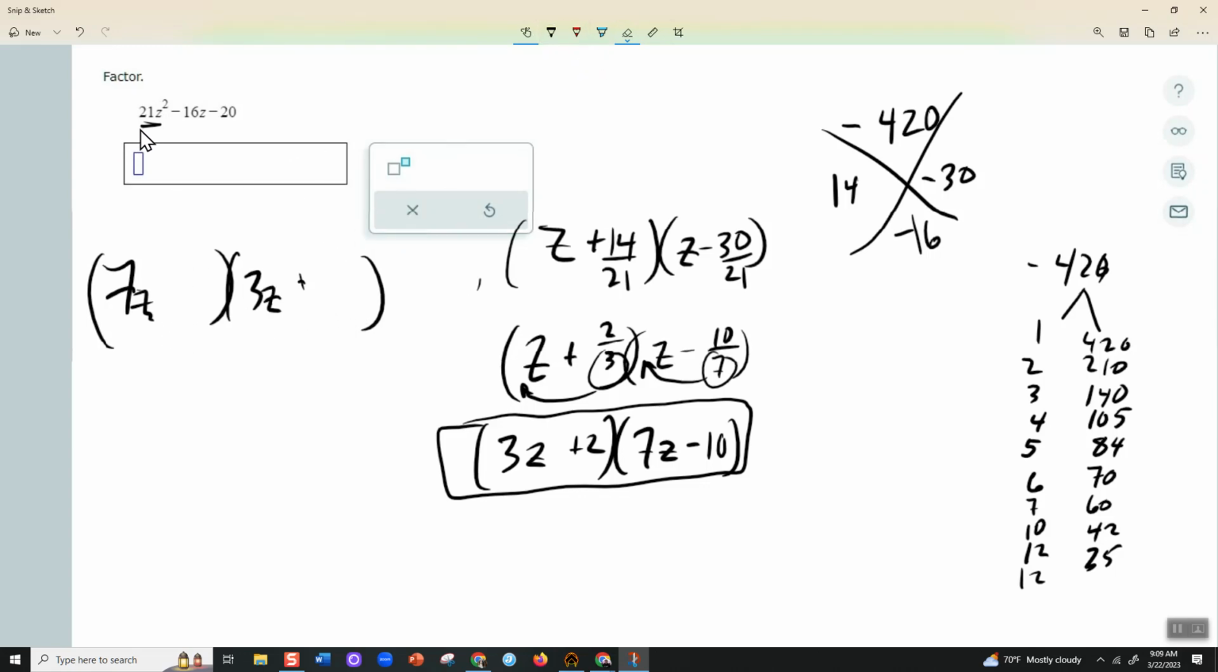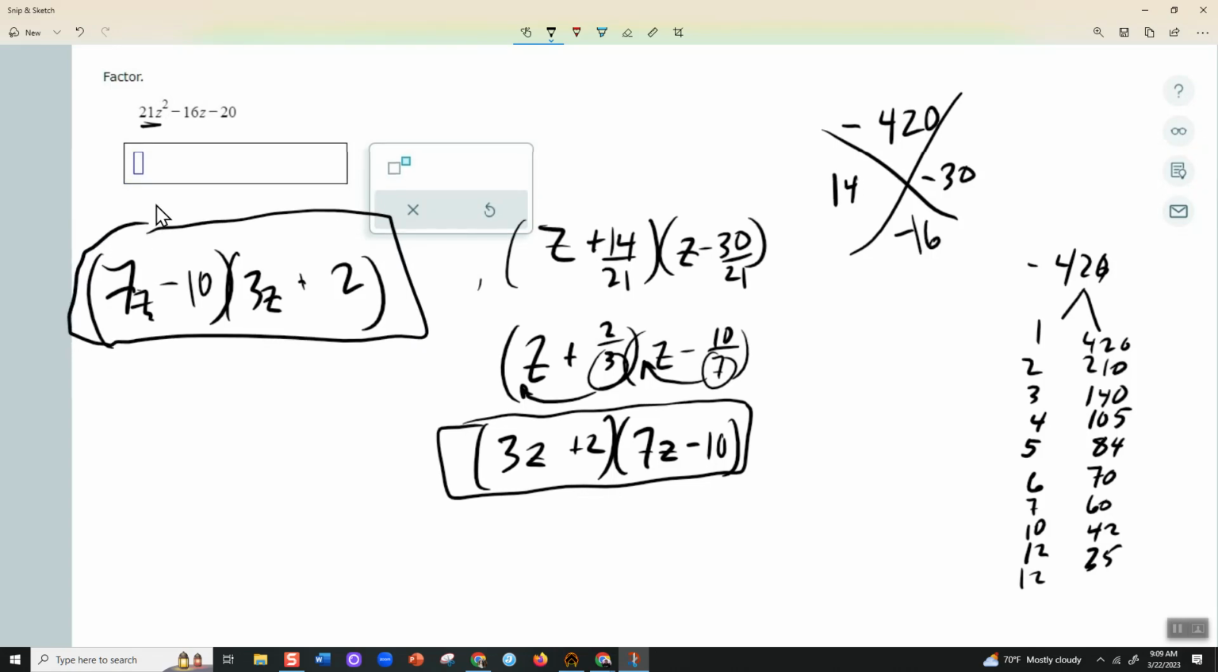So I try different factors of 20. 7 and 3 are the only factors of 21, so those have to be either 21 and 1 or 7 and 3. So I'm going to try 10 and 2. I will do 10 here, 2 here. One of them has to be negative, so make that negative. And when I do multiply that out, I get 14 minus 30, which is negative 16. And that's how I do mine, is guessing and checking. But you really have to have the number sense down. In other words, you have to know your multiplication facts very well.